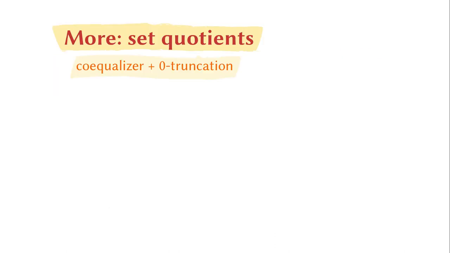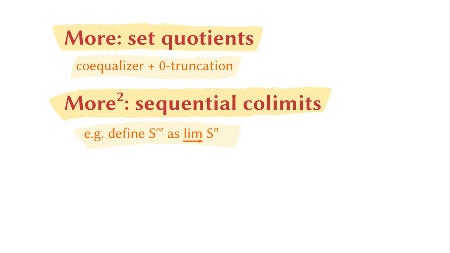There are many other useful constructions I cannot cover, otherwise it will take me 1 year to make this video. One example is set quotients, which combine the idea of coequalizers and zero truncation. You will see this in homework 7. Another useful construction is the sequential colimit, which gives the limits of a sequence of constructions. For example, one can define something as fancy as the infinite sphere as the sequential colimit of n-spheres.